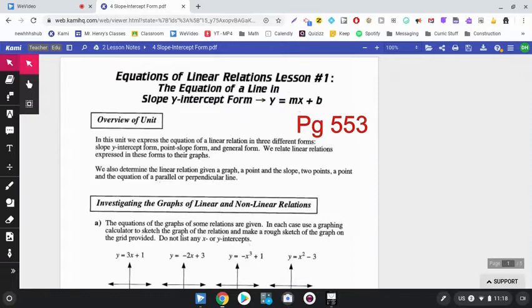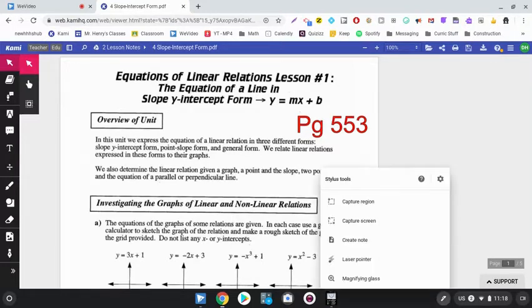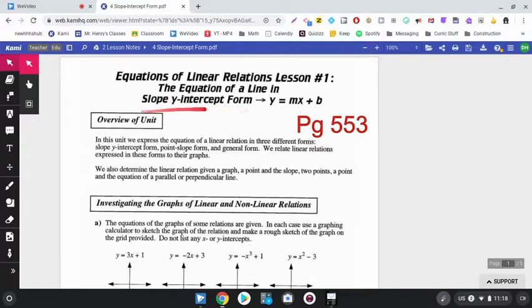Page 553 in the workbook, which is a bit of a jump ahead from our last lesson. Technically, this unit is split into two chapters, so this would be the start of that second chapter. And we're looking at equations of linear relations. Specifically today, we're talking about the slope y-intercept form, or I just call it slope-intercept form. And it looks like this.